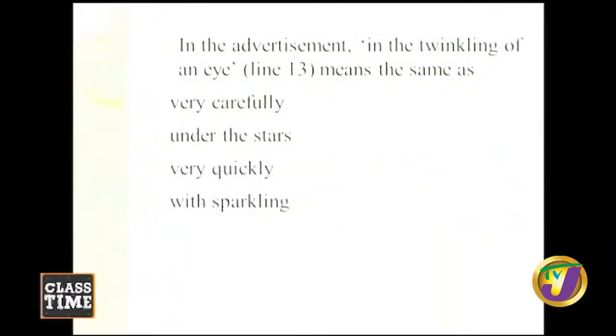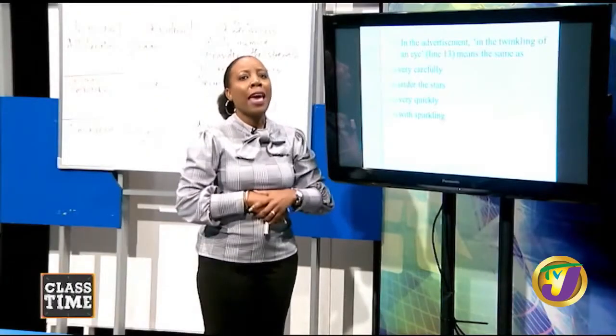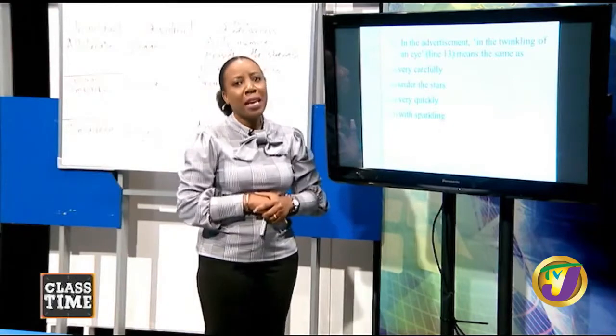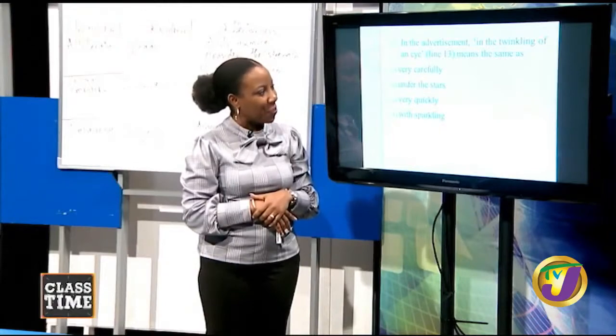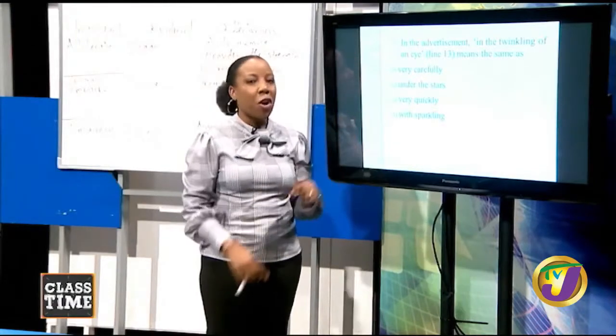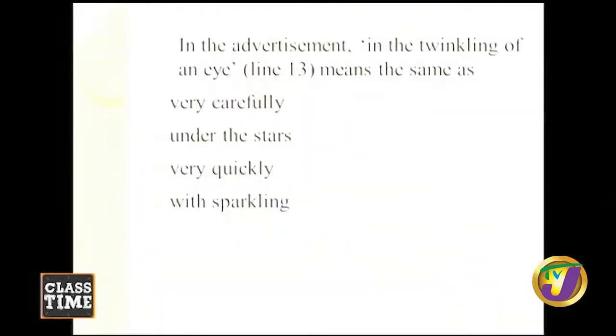Number 3. In the advertisement, in the twinkling of an eye means the same as A, very carefully, B, under the stars, C, very quickly, or D, with sparkling. Now for those of you who go to church and you hear the elders sing songs that contain in the twinkling of an eye, you might know what the answer is. So what is it? Meaning, very quickly. C is indeed the answer. It's not very carefully, in the twinkling of an eye.